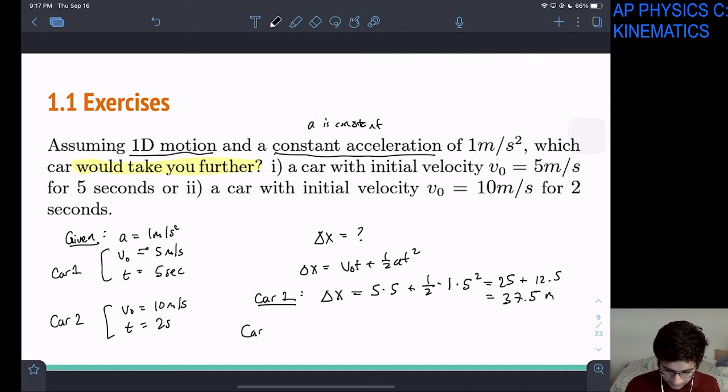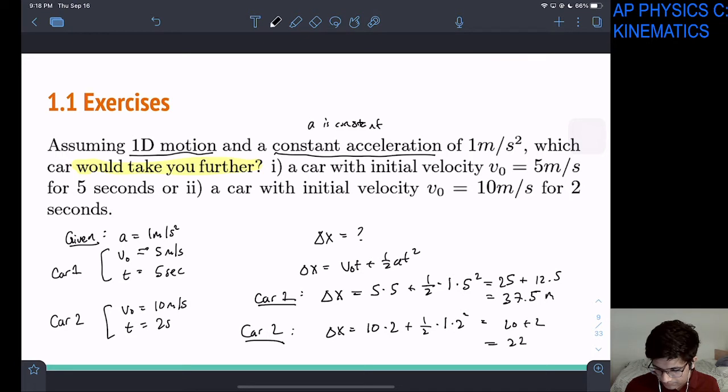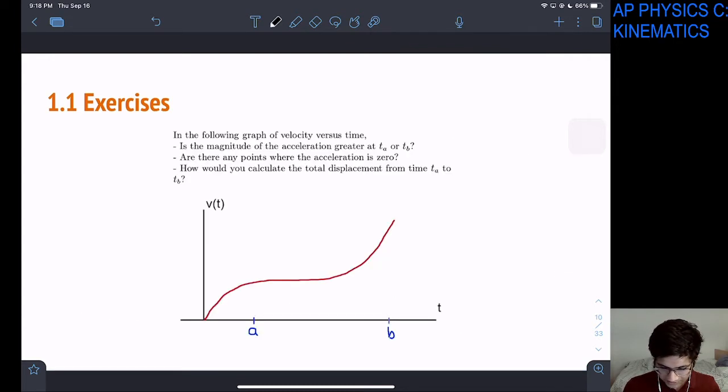And then for car 2, we have delta x equals v naught t, so our v naught is 10, our time is 2, plus 1/2 a times t squared. So here we get 20 plus 2, which is 22 meters. Okay, and which car is faster? Yeah, car 1 is faster. All right, good work.